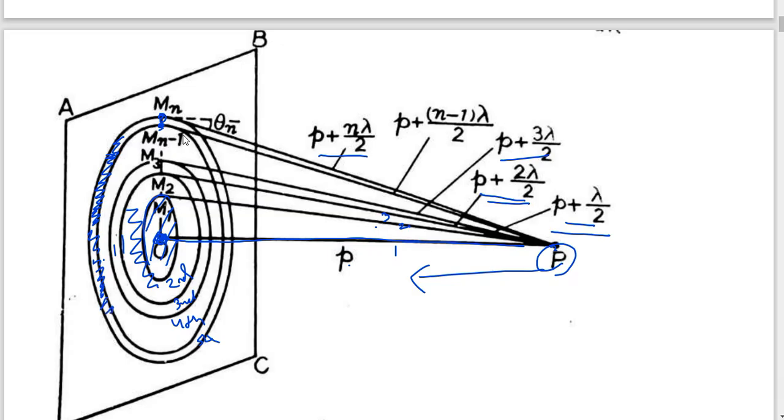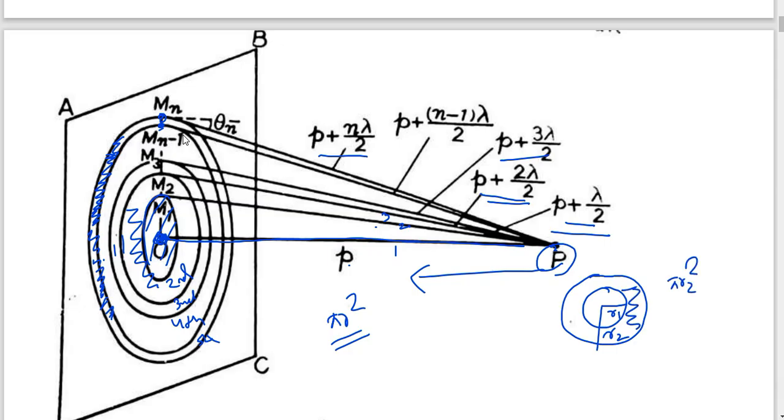This is actually a circular shape, and the circle area formula is pi r square. Suppose this is one circle and this is another circle. If this radius is r1 and the bigger one's radius is r2, what will be the area in between these two? That is pi r2 square minus pi r1 square. Pi r2 square is the bigger circle area and pi r1 square is the smaller circle area. We subtract the smaller from the bigger, then we get the area in between the two circles.